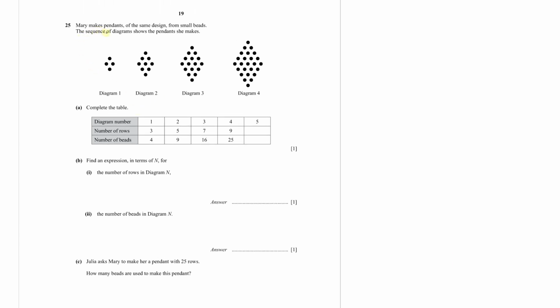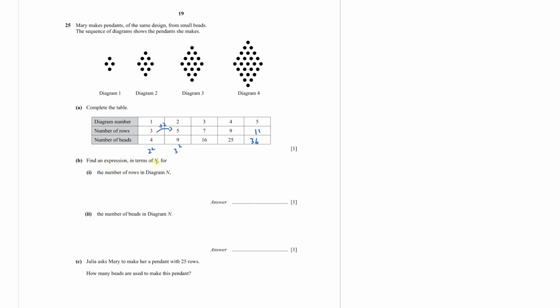Question number 25 is regarding sequences. The sequence diagram shows the pendant Mary makes. So diagram 1, diagram 2. So you have number of rows and number of beads. You have to complete the table. So if you look at the sequence for number of rows, you just add 2 to get the next number. So 3 plus 2 is 5, 5 plus 2 is 7, 7 plus 2 is 9. So 9 plus 2 is 11. And if you look at the number of beads, they are simply square values. 2 squared is 4, 3 squared is 9, 4 squared is 16, 5 squared is 25. So the next number will be 6 squared, which is 36.